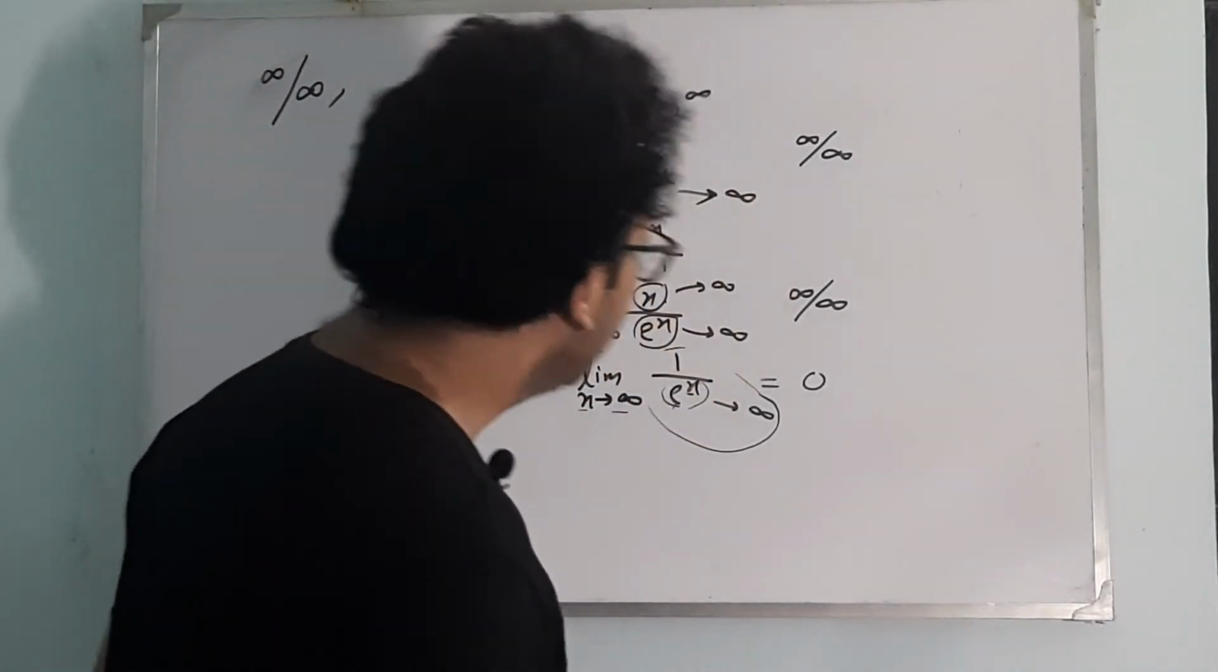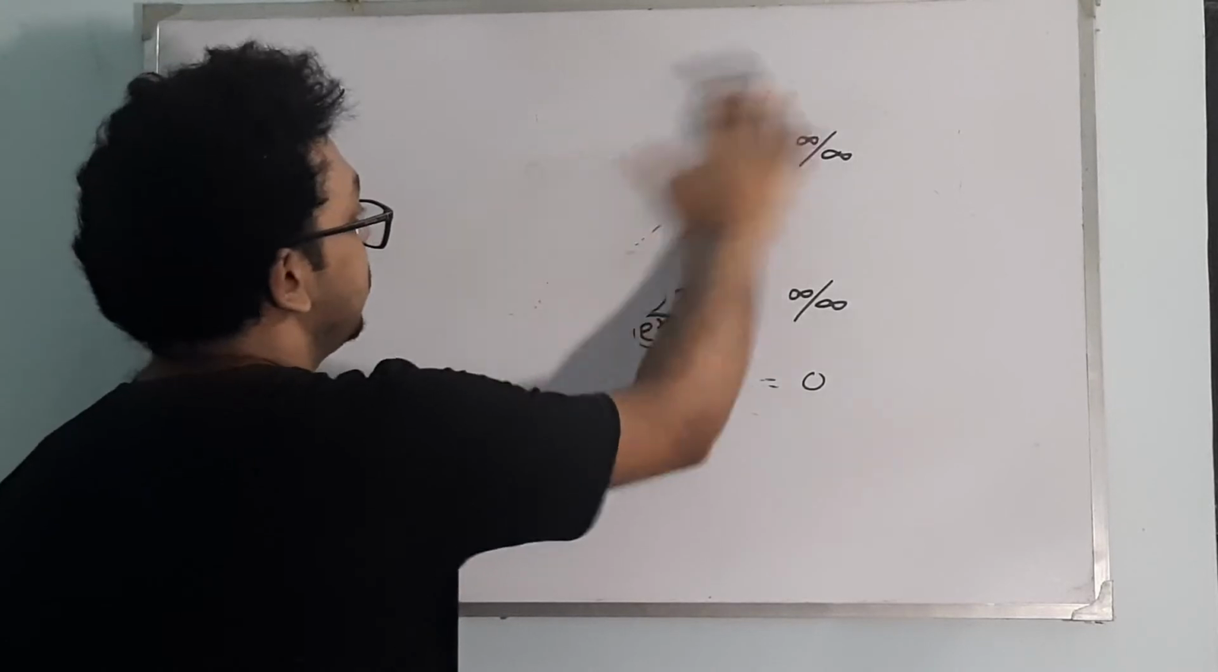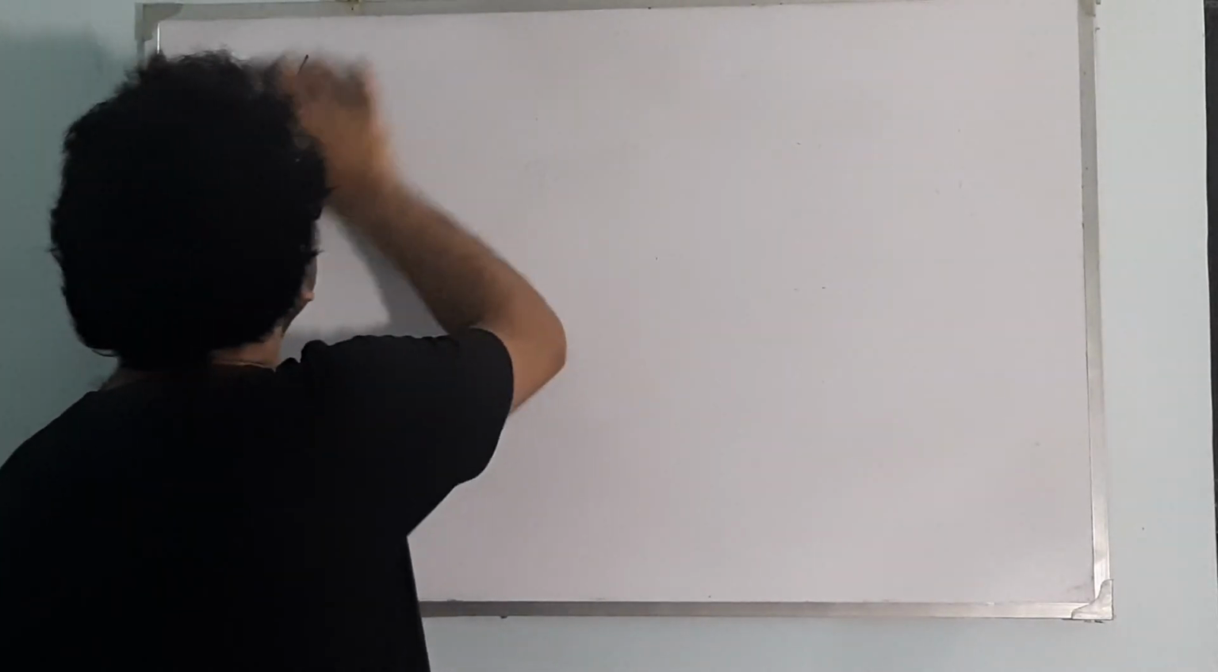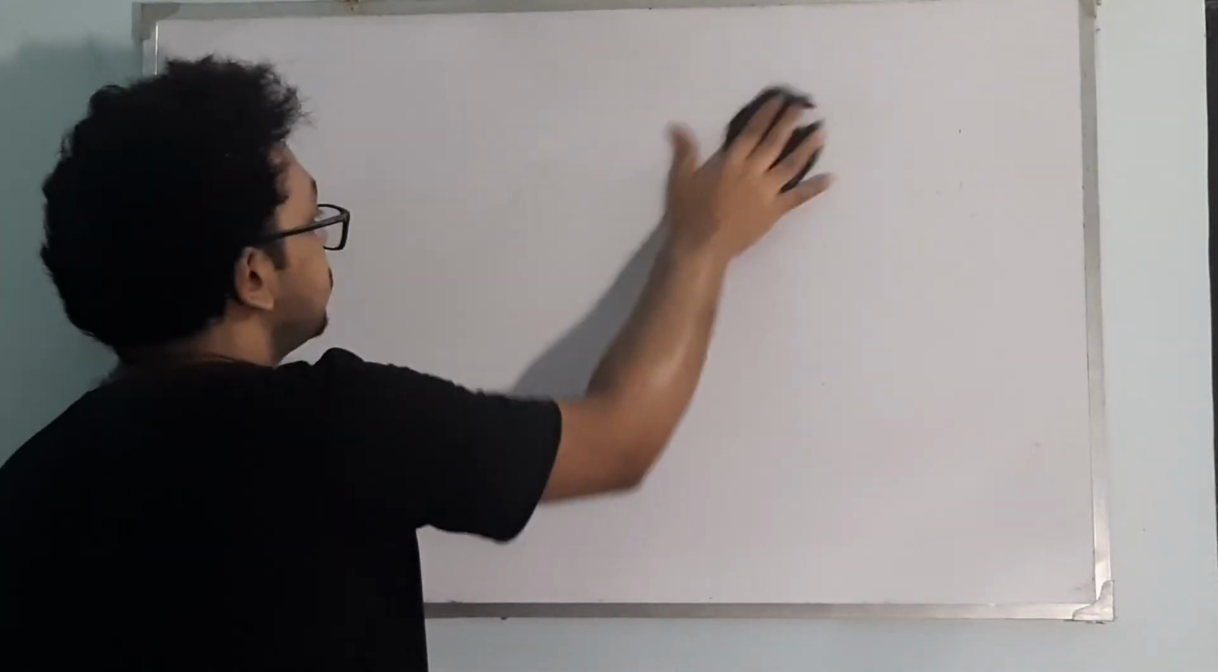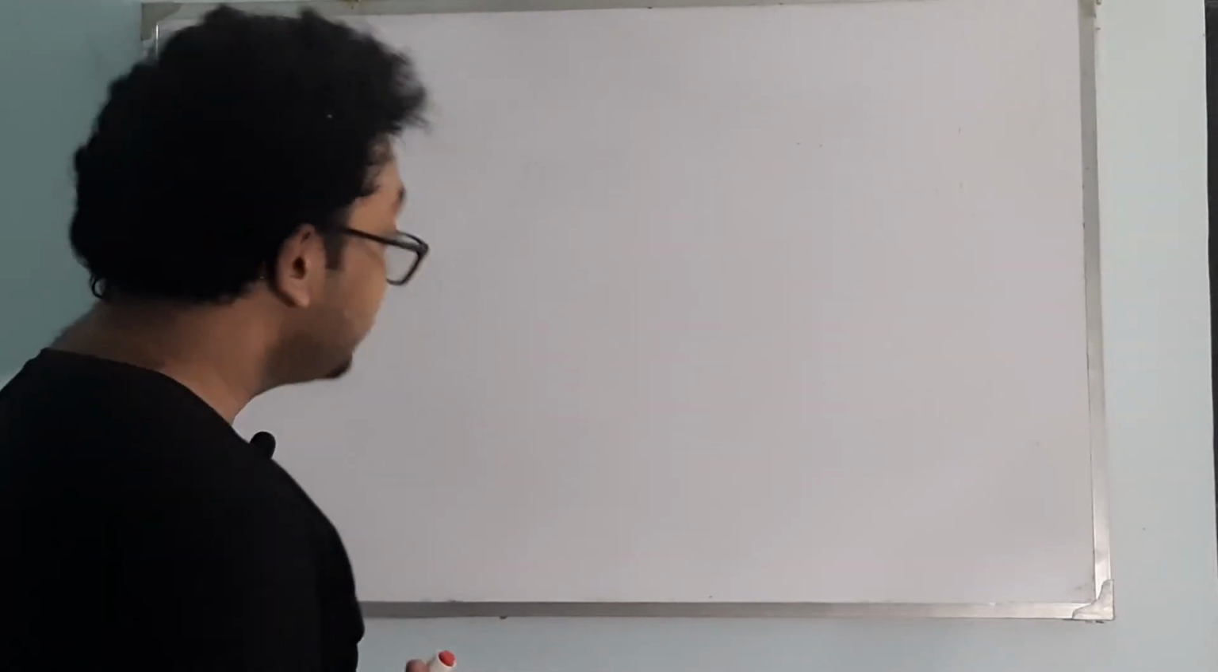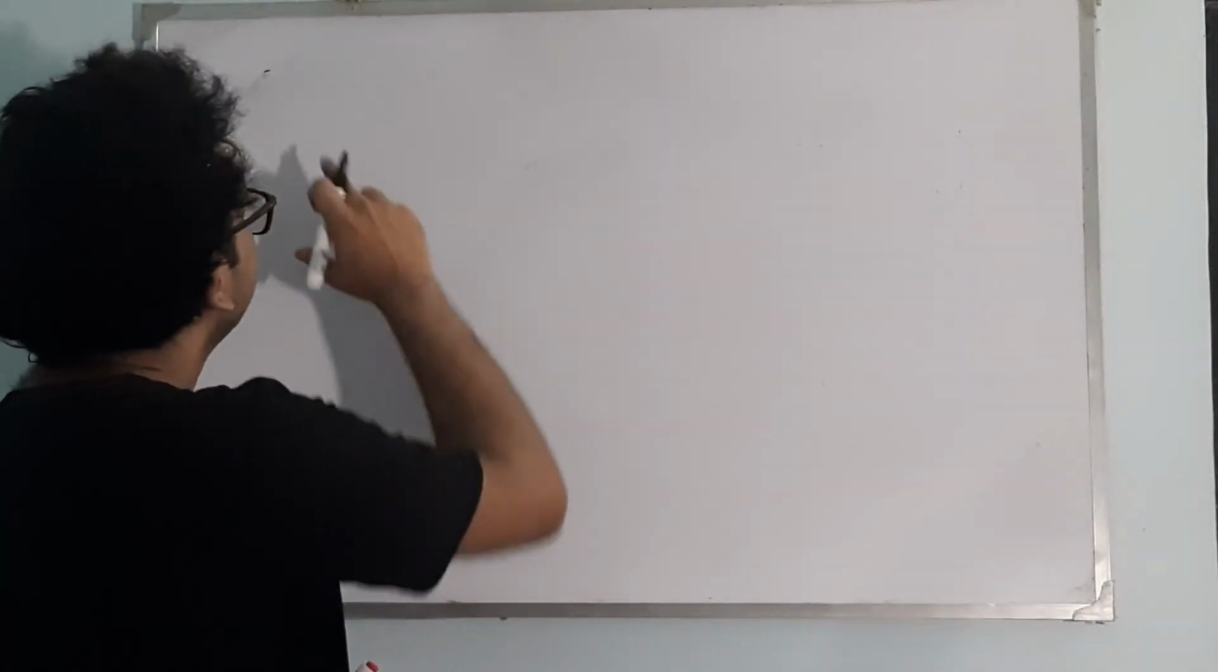Okay. Now come to the third one, that is 0 into infinite. This is also a very easy one. Still I will explain because I have to cover the whole syllabus.